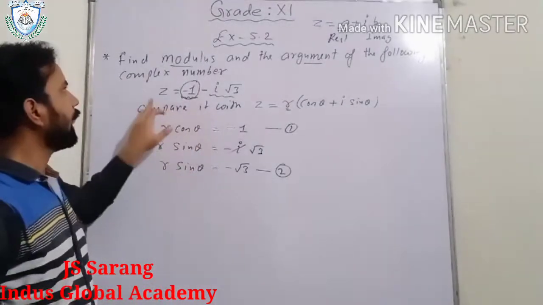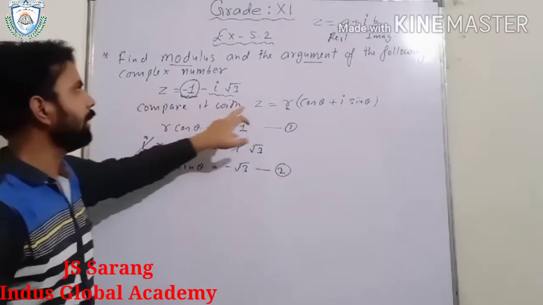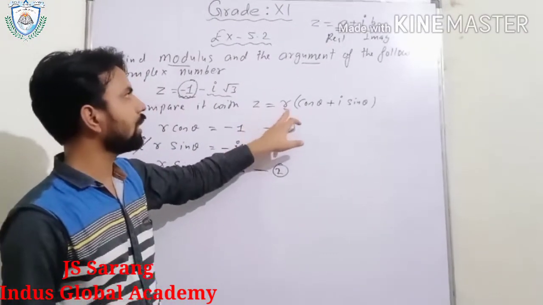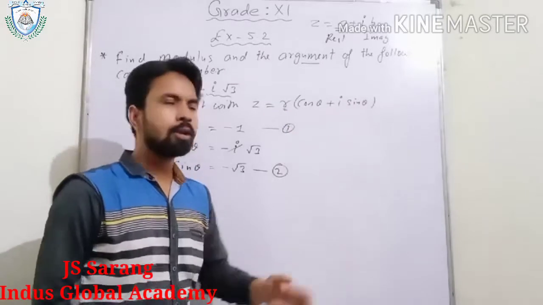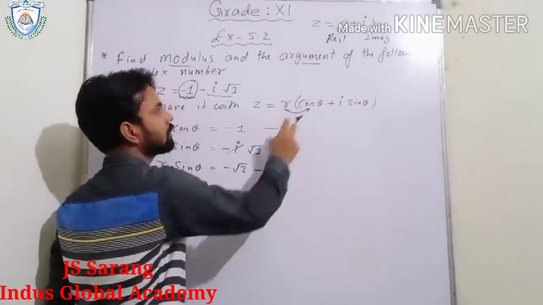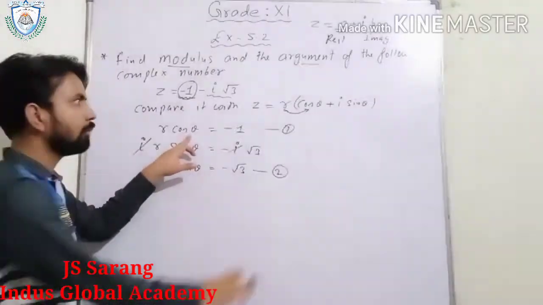First of all, we will have to compare the given complex number with the polar form of the complex number. Polar form is z equals r (cos theta plus i sin theta). So if we multiply r inside the bracket, the first term will be r cos theta. So r cos theta is the first term of this polar form.